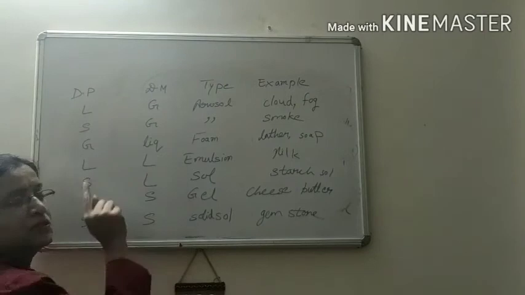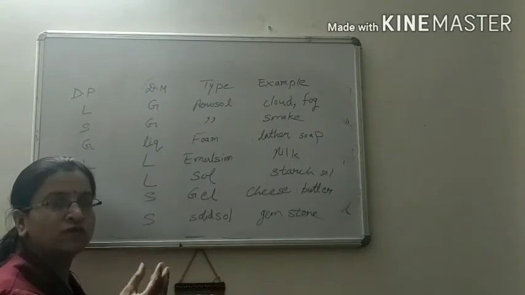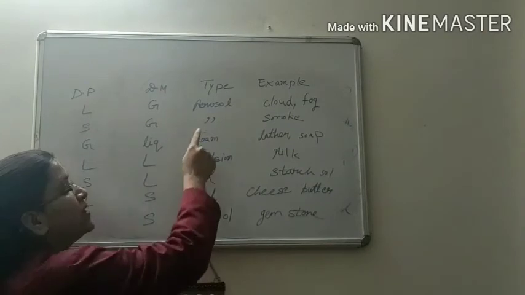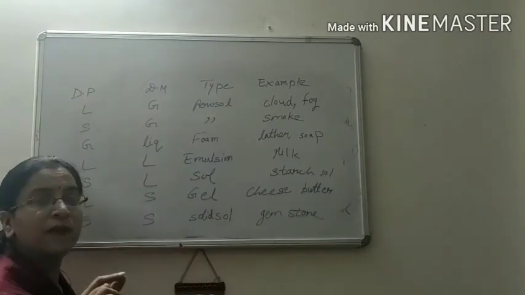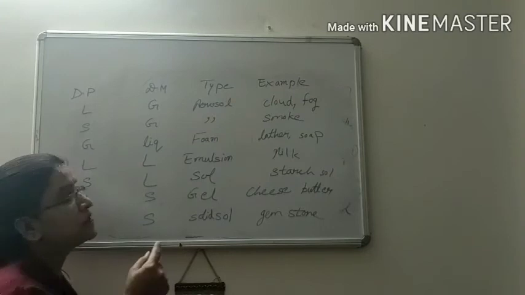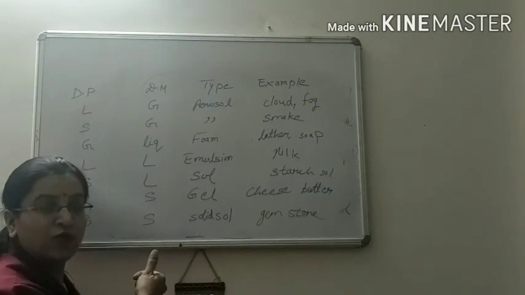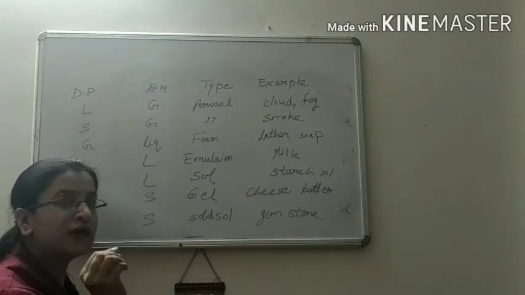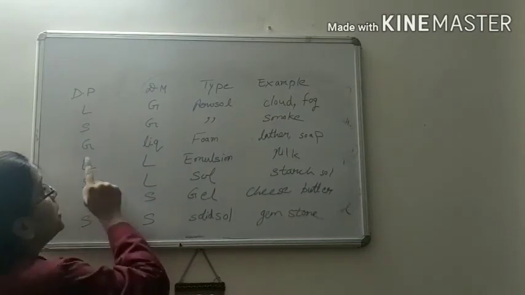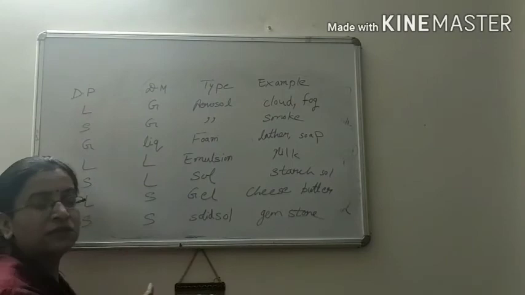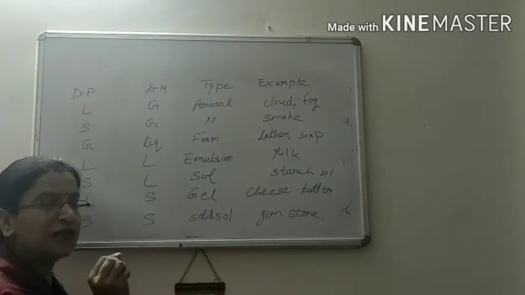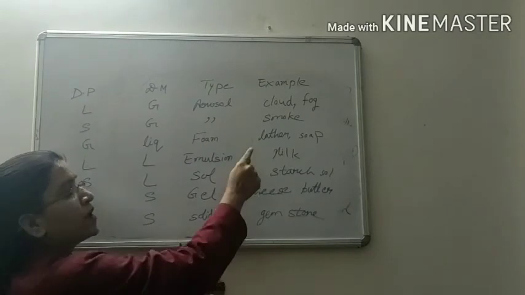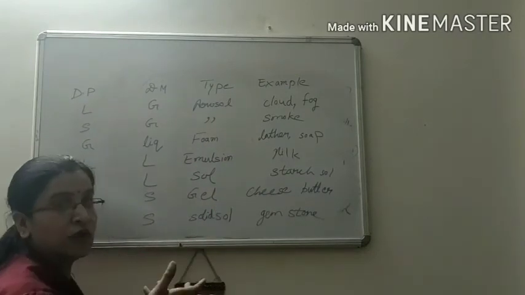Solid in gas, meaning a small amount of solid in a large amount of gas, is also called aerosol. For example, smoke, dhua. This is an example of aerosol because the gas is in large amount and the solid dust particles are in a small amount. Gas in liquid, meaning liquid in large amount and gas in less, is called foam. For example, lather, jhaag sabun ka, that is called lather.